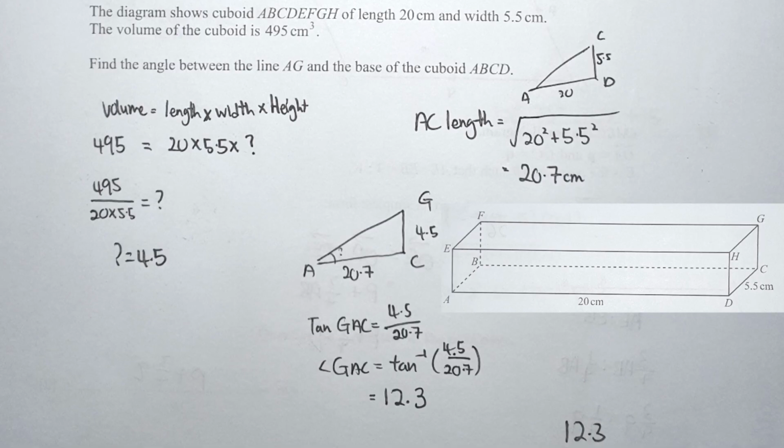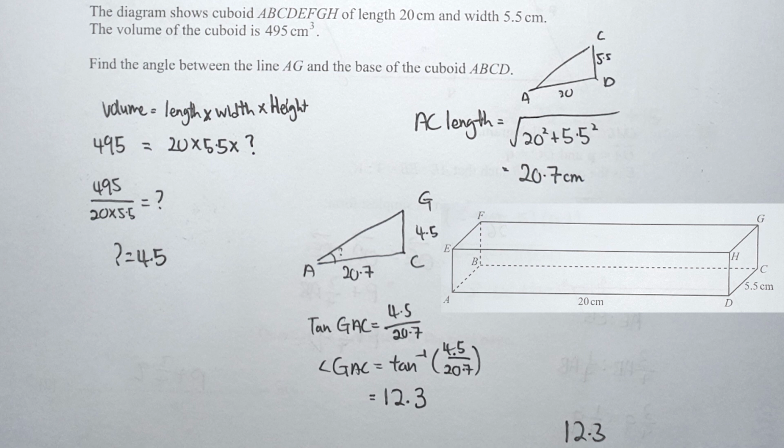As for question 19, finding the angle between the AG line and the base of the cuboid ABCD. The first thing that I did was to calculate the length of AC, because they wanted the diagonal AG line, so I need the base of the triangle they are referring to. I did the Pythagoras theorem, square root of 20 squared plus 5.5 squared, which equals 20.7. This 20.7 I transfer down to the triangle that I illustrated, which is CAG.